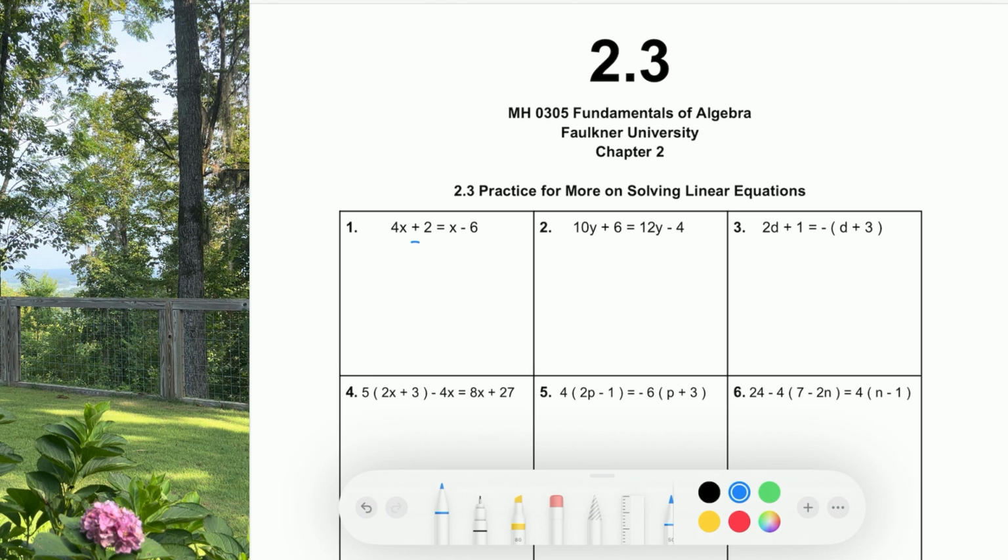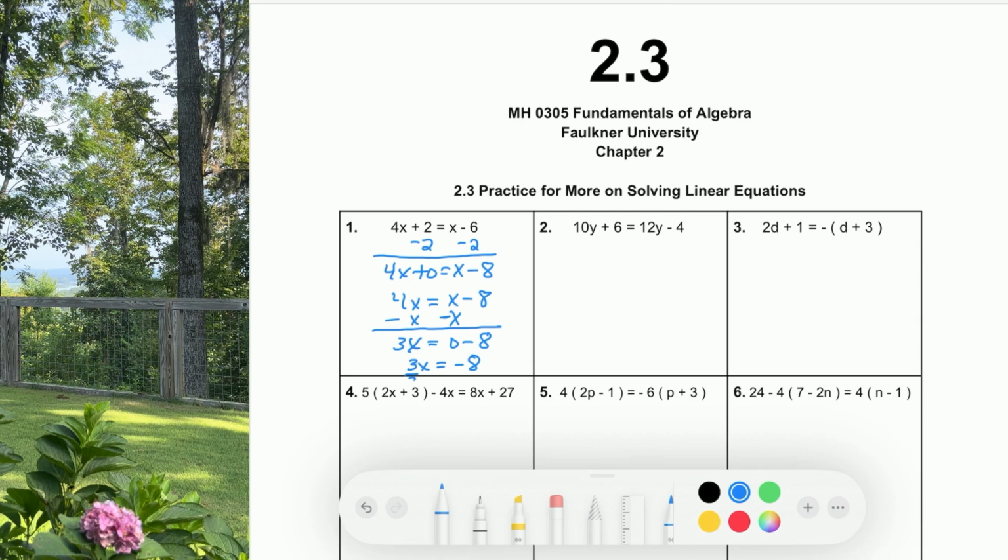I'm going to move my 2 first. I'm going to subtract 2 from both sides. I get 4x plus 0 equals x minus 8. Rewrite that without the 0. Now I notice I need to move this single x to the side with the 4x. So I get 3x equals 0 minus 8. Rewrite that.